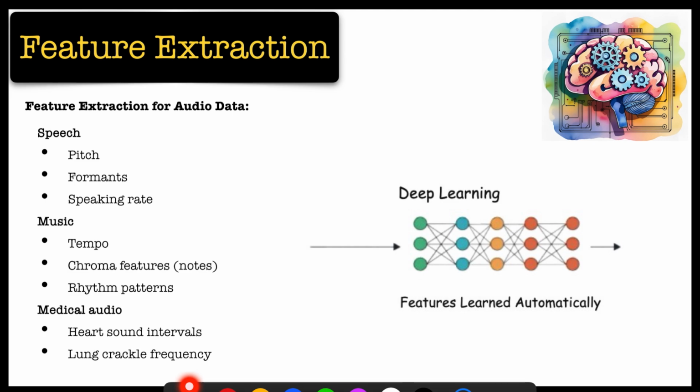Now, the feature extraction also will depend on the task, right? For speech, basically our target is to understand the meaning of the speech. For music, we might have different types of tasks. For medical audio, we might like to measure something to predict the chances of some disease and all, right? So based on the task, for this audio data, we might need different features.